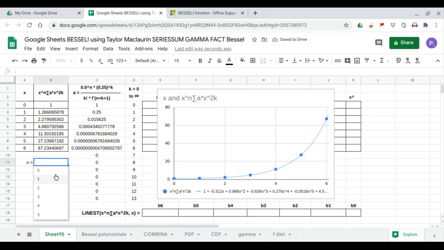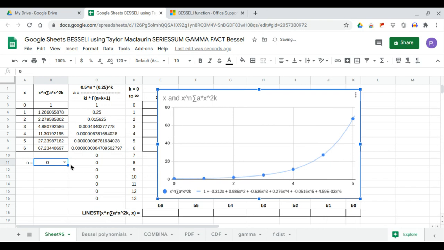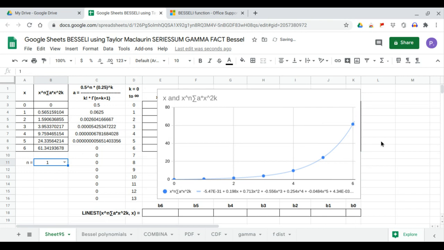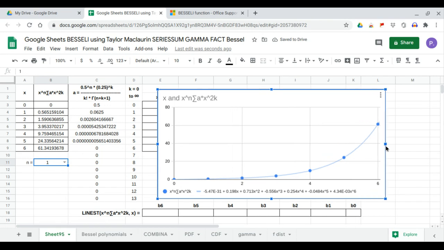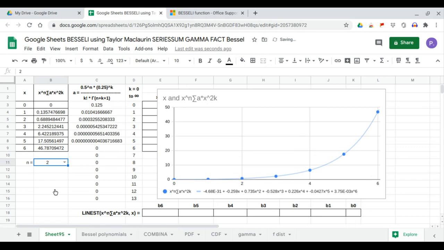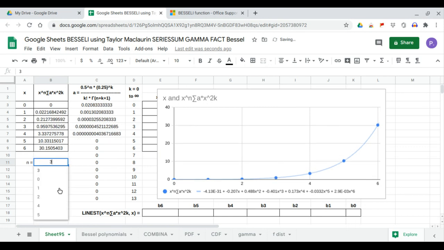Now we can start with 0. So we have to expand this a little bit. 1, a little bit bigger. 2, 3, 4, and 5.